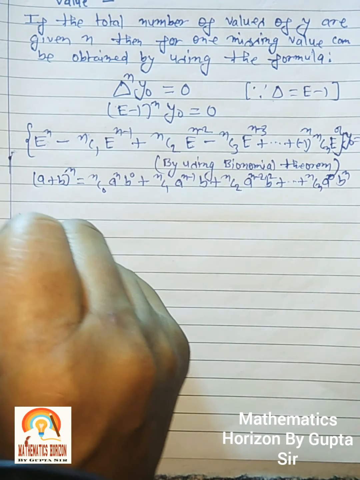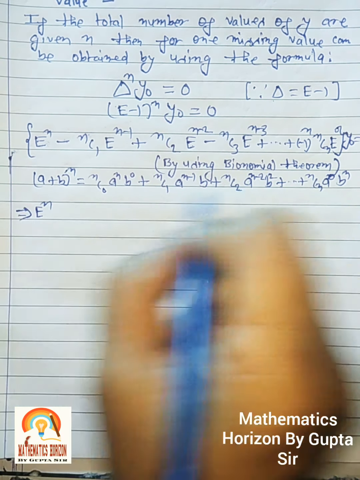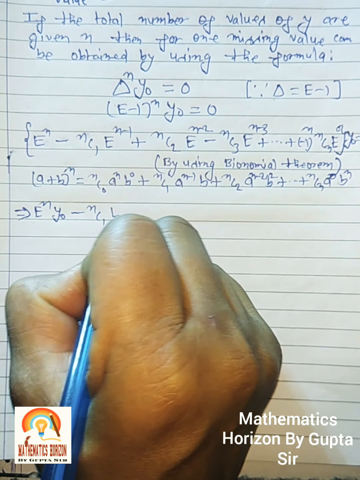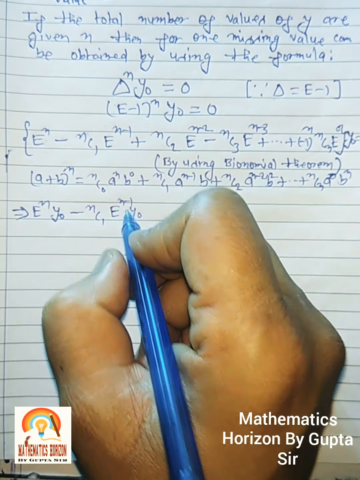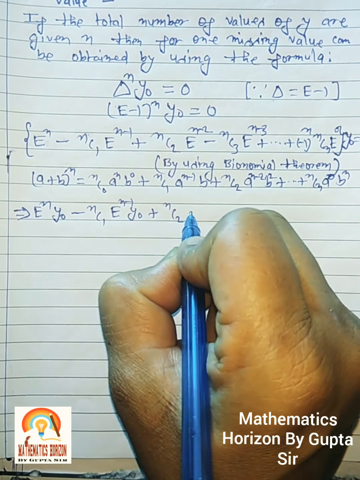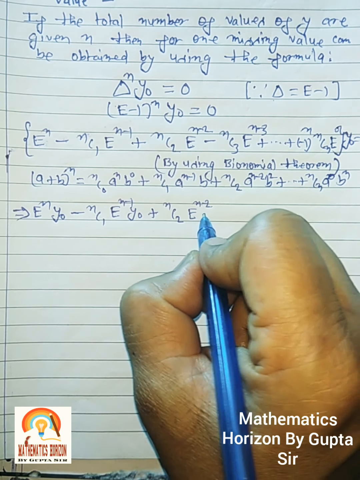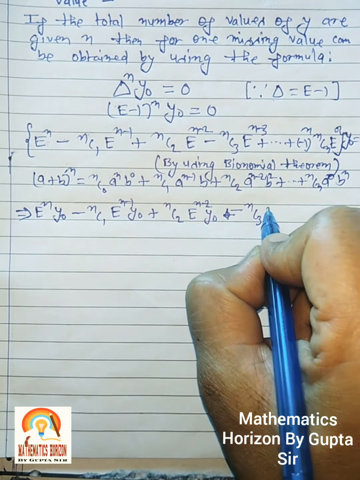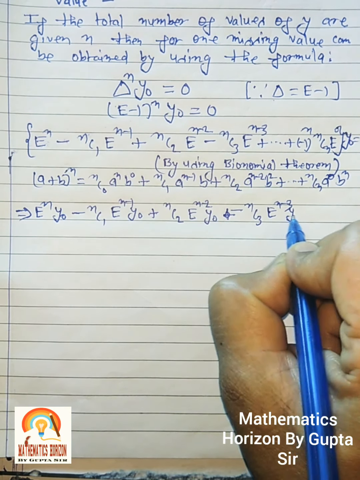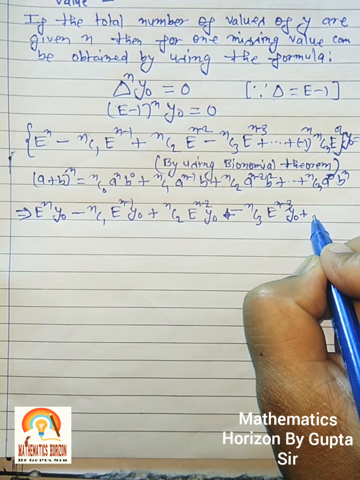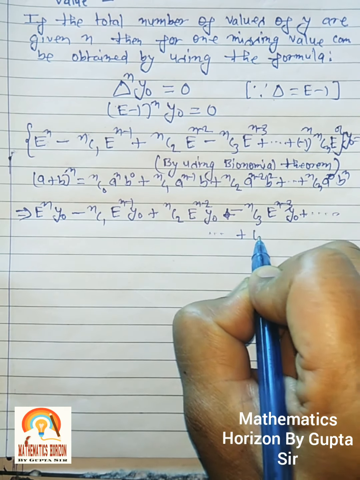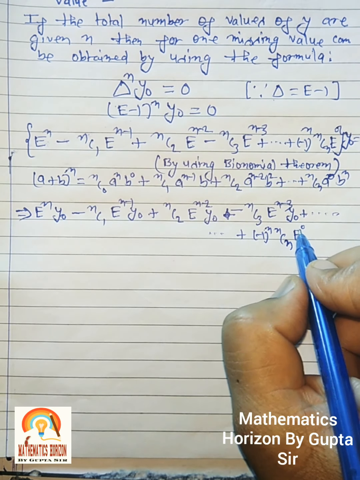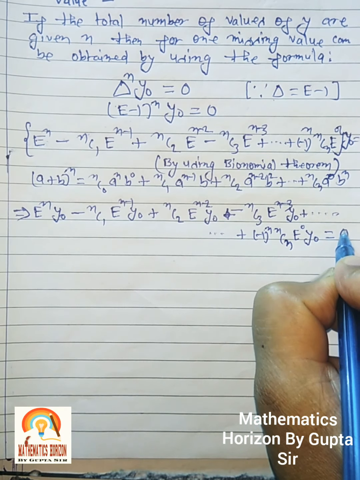Now solving this, what we get here: E to the power n y0 minus nC1 E to the power n minus 1 y0 plus nC2 E to the power n minus 2 y0 minus nC3 E to the power n minus 3 y0 plus and so on, up to minus 1 to the power n nCn E to the power 0 y0 is equal to 0.